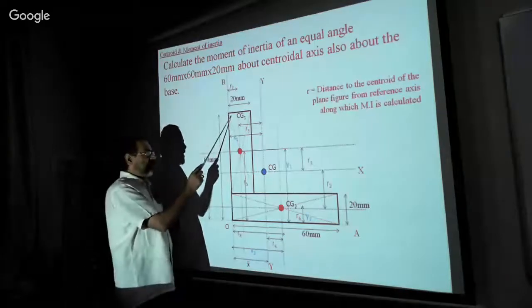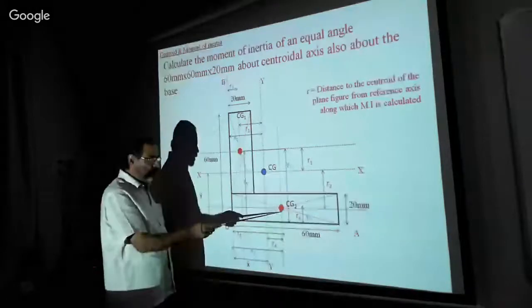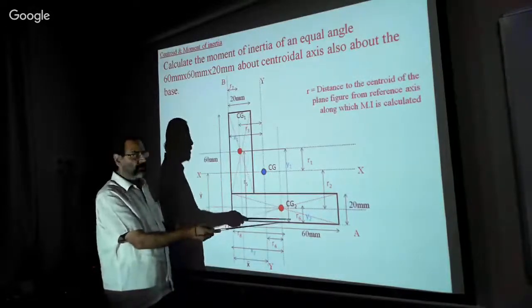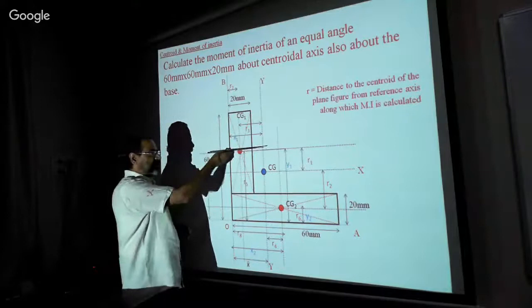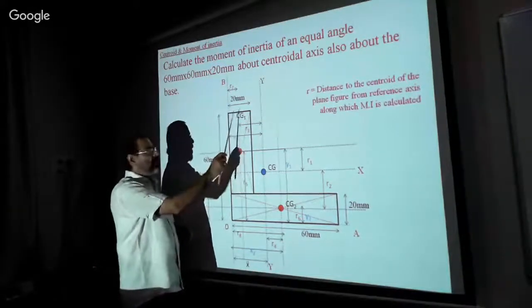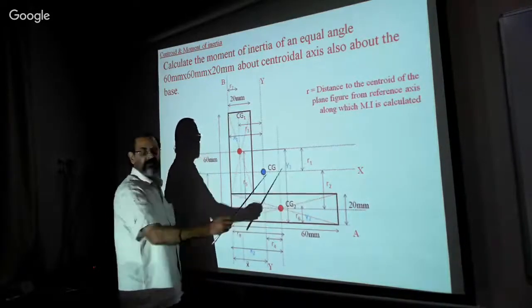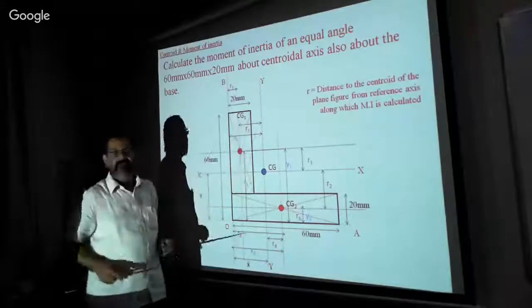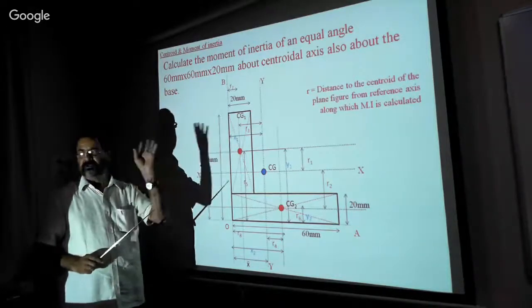make section 1, section 2, and the angle section. Centroid 1 for section 1, centroid 2 for section 2, and centroid 3 for the angle section. Similarly, the centroidal x axis and centroidal y axis for section 1, for section 2, and for the angle section. If you understand this, our problem is solved. Very simple. And the other thing you should remember here.